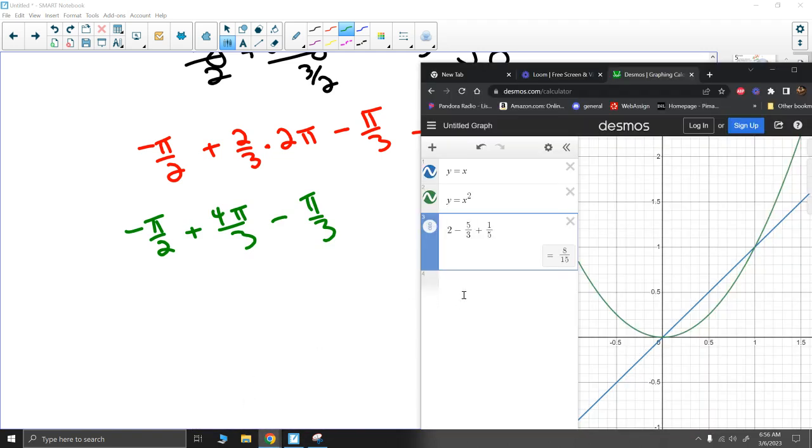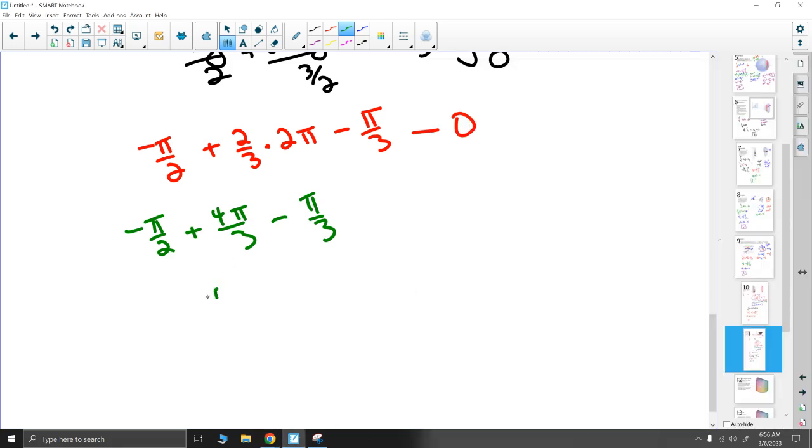Okay, let's go to Desmos here. Negative 1/2 plus 4/3 minus 1/3 is 1/2. So pi over 2.